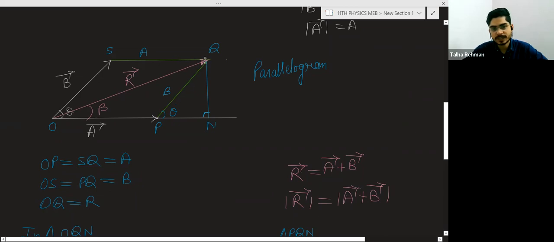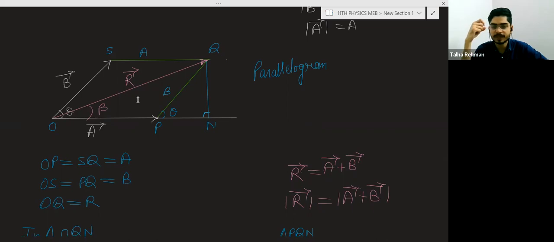So this is the intersection point, suppose Q. You will join and take a vector from here to here in this direction. This is known as the resultant or the R vector. And a vector has two things: first is magnitude and another is direction. For defining a vector, there is a requirement of two things, magnitude and direction.